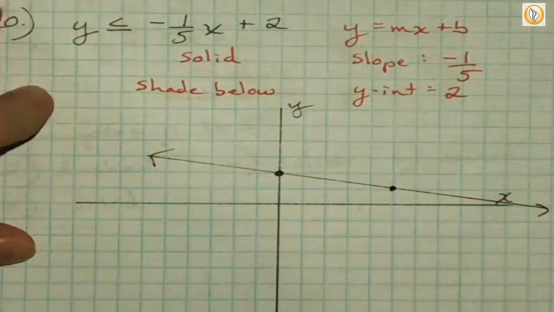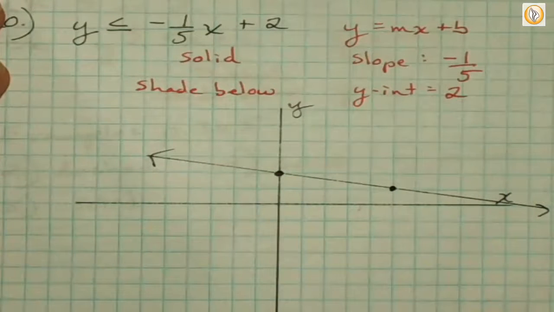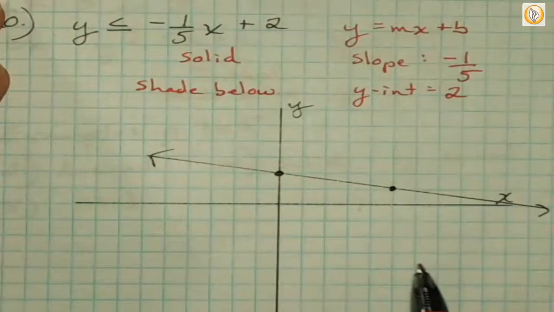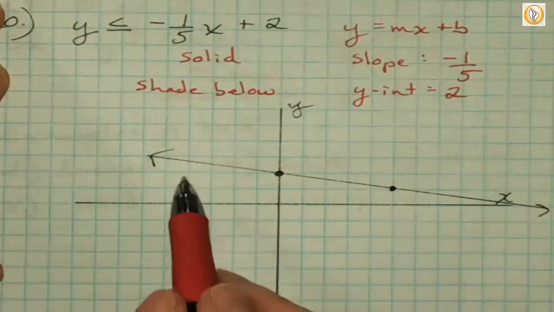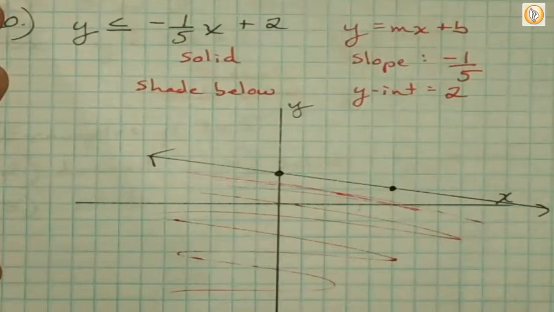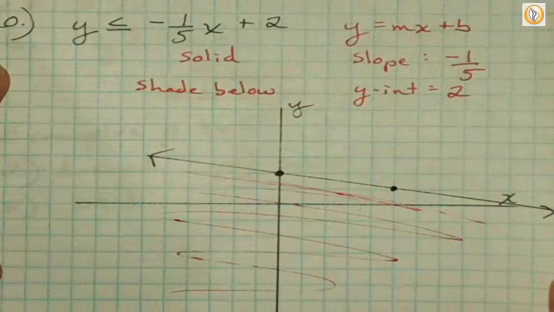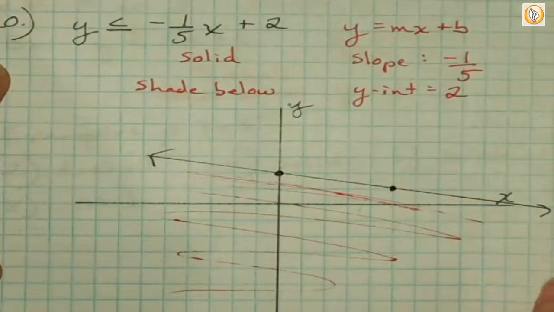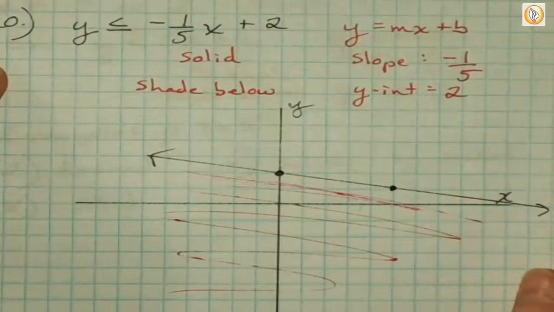And then, but wait. Shade. It says shade below, so where would you shade? Yes, she's correct. You would shade below. Any questions? This is correct. Good job. Any questions? Kelly, any questions? I actually got it this time, which is easy. Good. Joseph, any questions?